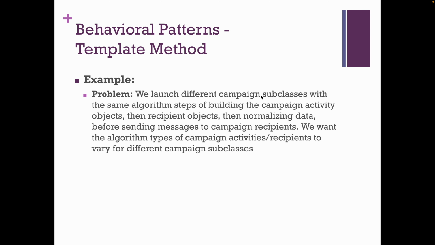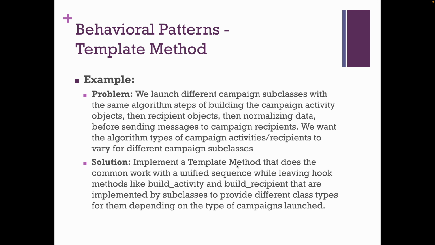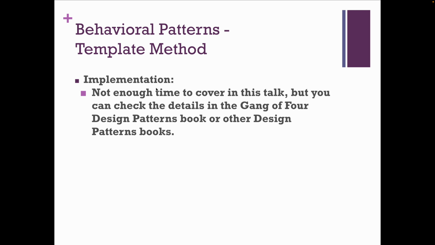Like we launch different campaigns that have to do a lot of things in the algorithm. They have to build a campaign activity, set up recipient objects, and normalize data. All of that in general is the same, except that we need different types of campaign activities and recipients based on different campaign subclasses. And that's where template method comes to the rescue. So that's pretty much it. There's not much time to cover this at the end of the talk, so I'm just going to skip this.